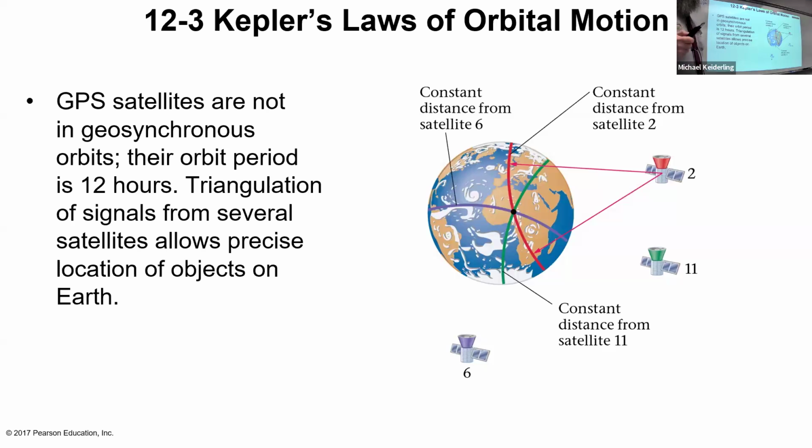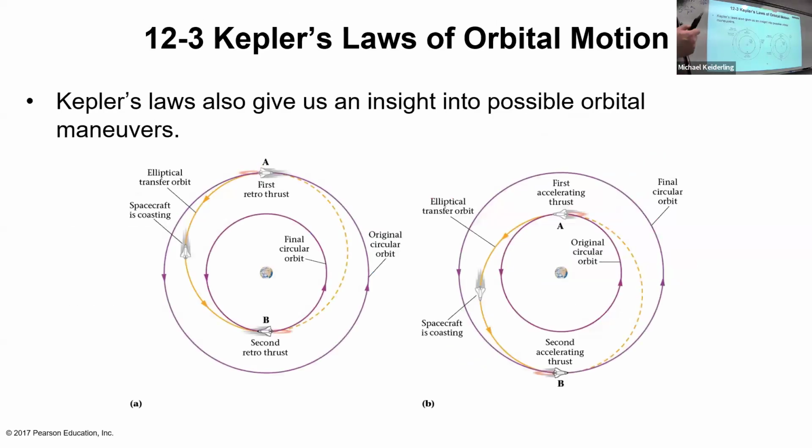Kepler's laws also give us insight into possible orbital maneuvers, where you can go from one orbit to another, as shown here. If you want to go from a bigger orbit to a smaller orbit, you fire your first retro thrust, and you go into an elliptical transfer orbit, and then a second one to get to your final circular orbit. Or you can do the opposite, fire your first accelerating thrust, and then a second one to get into a stable second circular orbit.